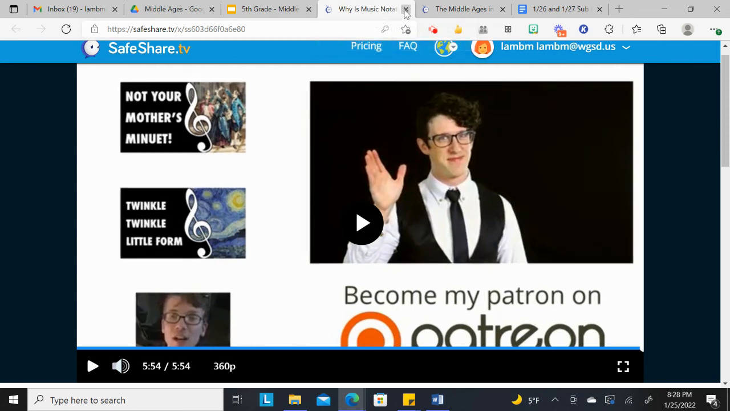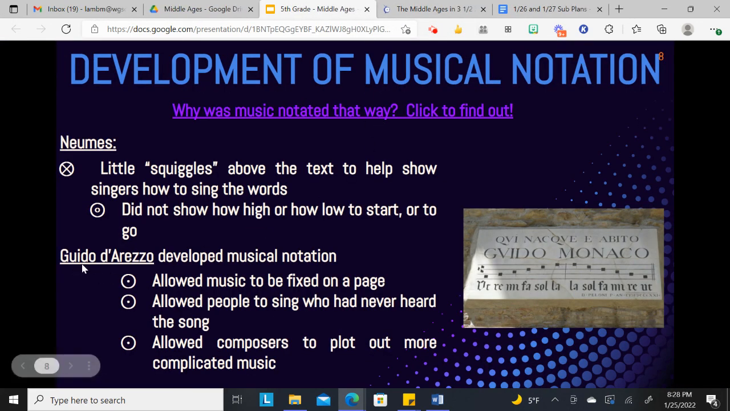All right. So we just learned about how Guido de Arezzo developed music notation, and it was the precursor to our modern music notation that we still use today. What's the importance of that? Well, as you heard in the video, it allowed music to be fixed onto a page. People didn't have to just remember it and pass it down, kind of like how we've talked about with folk songs last year. Now they didn't have to remember it. They could look on a page and be reminded.